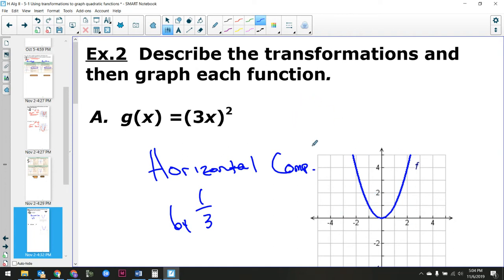So that means all my x values are going to get compressed by 1/3. My x value here of 1 is going to get compressed by 1/3. Oh, I should have done red or something. Here, going to get compressed by 1/3. So it's like this.